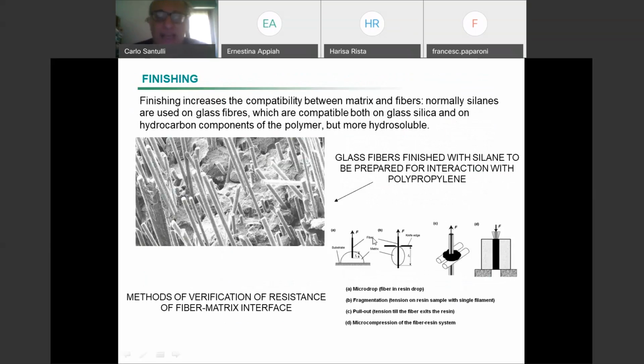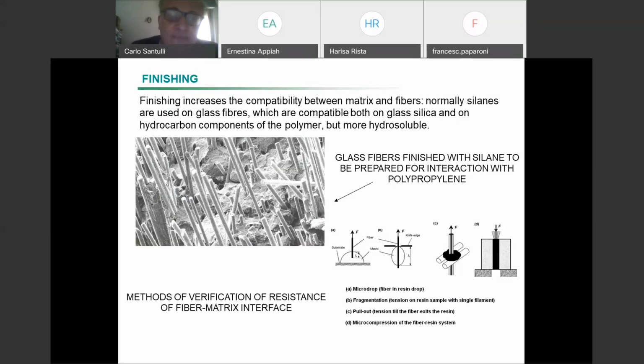We are almost at the end of our lecture. I would conclude with the question of finishing. You may have realized that fibers, apart from carbon and basalt fibers, which can be made with round section quite easily, other fibers need finishing. Glass fibers need finishing normally with silane, which is a polymer not very far from silicon chemically, and it gives them a smooth appearance.